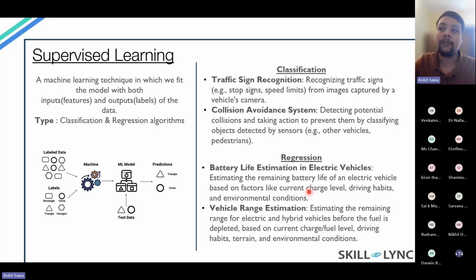Similarly, based on your surrounding environment conditions, and similarly in vehicle range estimations, your terrains and all of that. So similar things, it helps. It's helping you predict how far you can go from your current condition based on whatever previous situations the machine has already seen. So this is a very classic example of a regression type of problem in supervised learning.